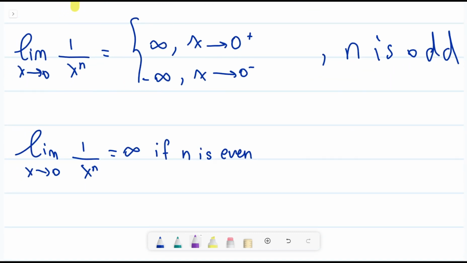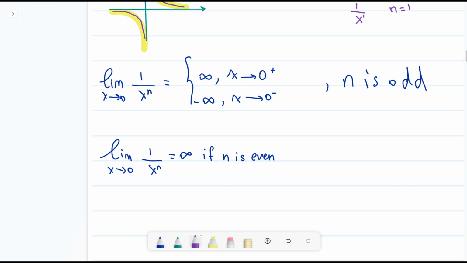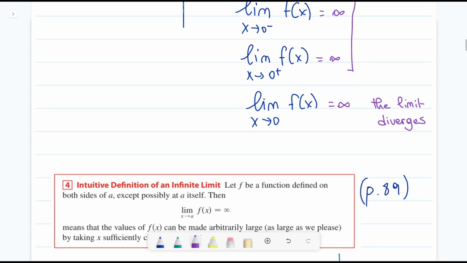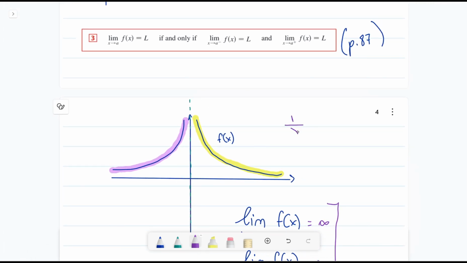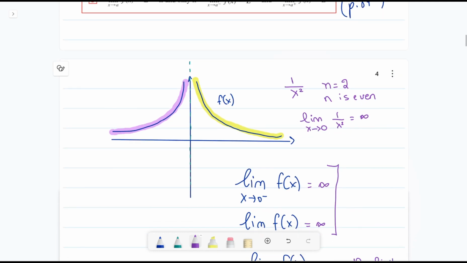However, when n is even, the limit as x approaches 0 of 1 over x to the power of n is equal to infinity. An example would be this graph we drew up here. This graph is a graph of 1 over x squared. We see this power, n equals 2, n is even. So the limit as x approaches 0 of 1 over x squared equals infinity.